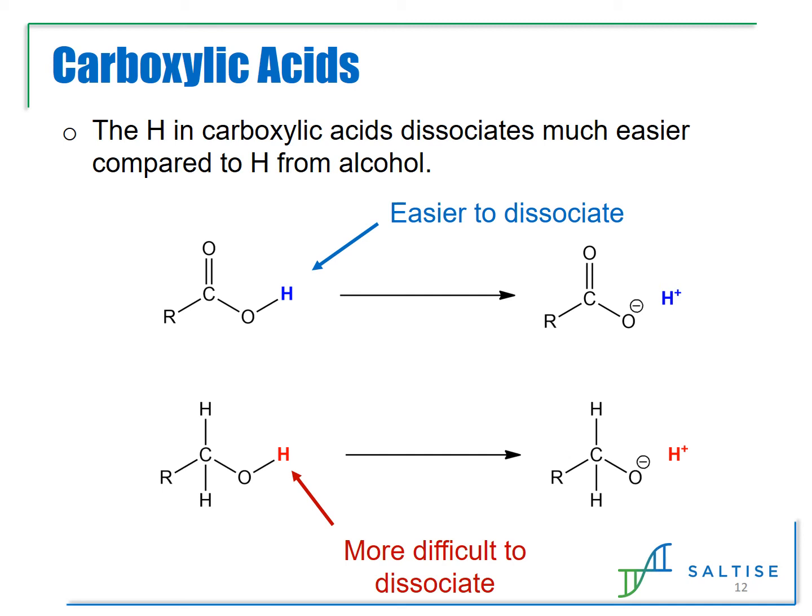If we compare carboxylic acids to alcohols, you'll notice that they both have hydroxyl groups, here and here. But the hydrogen ion from alcohols is actually very difficult to release. And the reason is due to the stability of the resulting oxygen anion once the dissociation occurs.